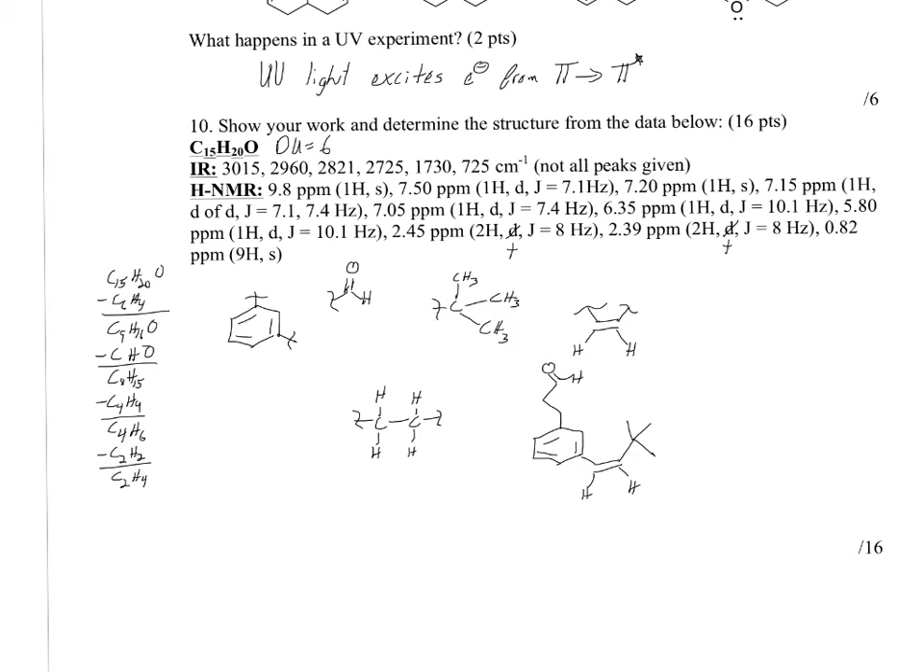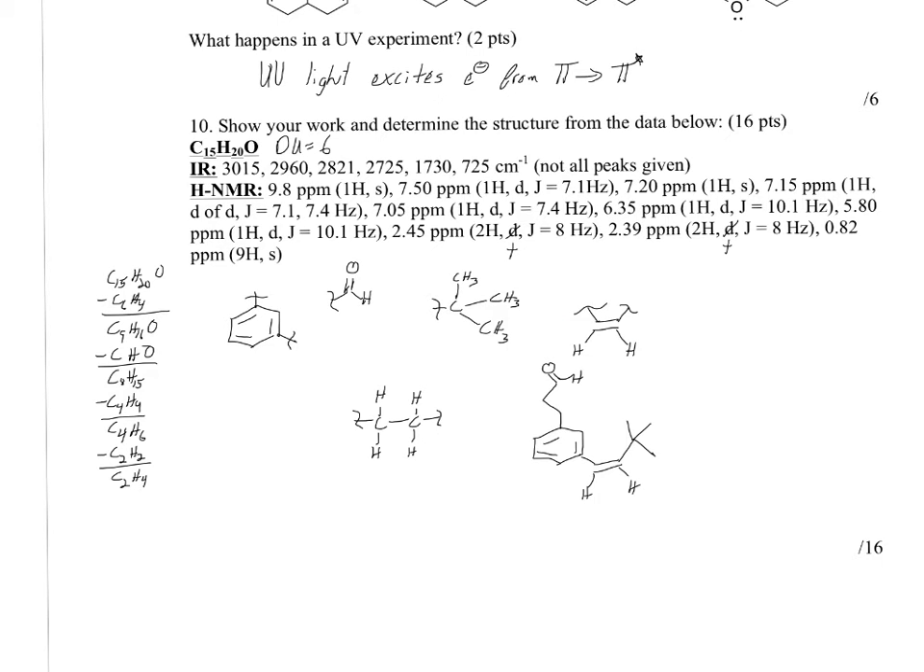I got C8H15. Now I look at 6.35, 10 hertz, 5.0, 10 hertz. That tells me cis alkene. So I'm going to subtract that piece out. 10 hertz again is that cis alkene, which also lines up with that 725 from the IR. So I can subtract out that C2H2.